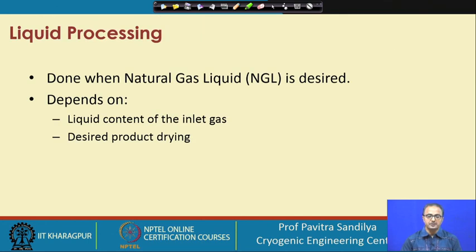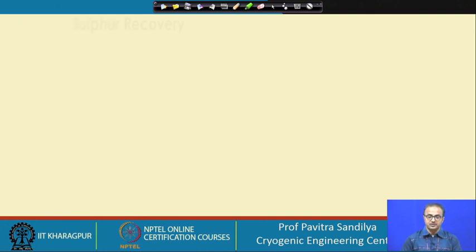Next we have liquid processing. This liquid processing means that we are getting the natural gas liquid. This is not LNG. LNG is basically methane and some other higher compounds, but NGL means some higher hydrocarbons other than methane. They are also coming, and they can be used as feedstocks for making other chemicals. So they are also recovered as NGL, and it depends on the liquid content of the inlet gas and the desired product drying.